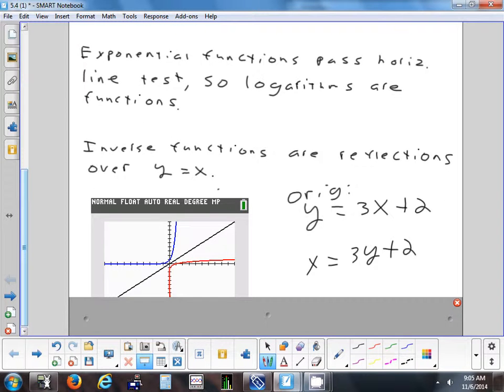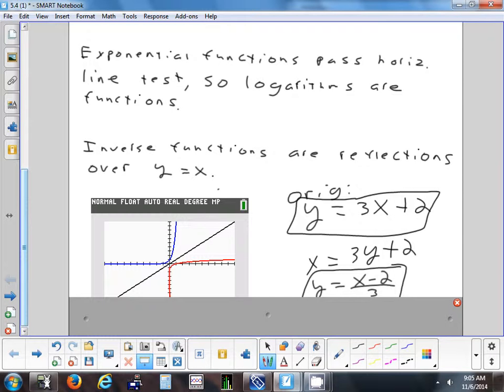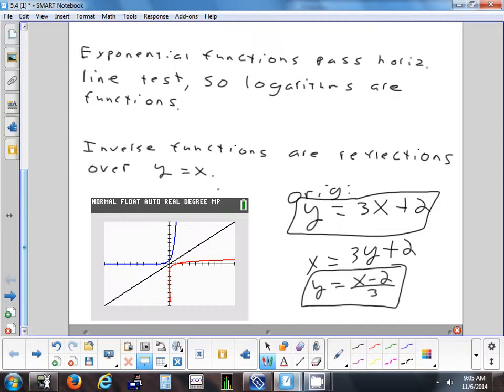Now, if you wanted to see that on a calculator, of course, you'd have to solve this for y by bringing the 2 to the other side, and dividing everything by 3. And those are inverses. So if you have a minute later, try graphing them, and you'll see that they are reflections of each other over the line y equals x. Okay, any questions on that?